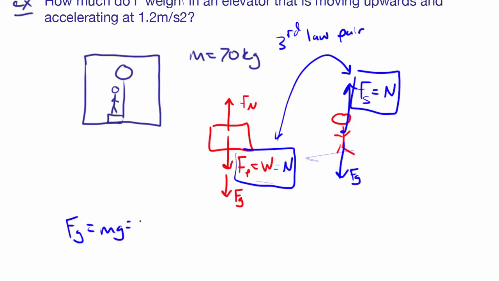Well, I know that the person has a mass of 70 kilograms. I know that g is 9.8 meters per second squared. So then I know that the force due to gravity is something like 700 newtons. His actual weight is 700 newtons, but that's not what the scale reads. So that's why I put weight in quotes.